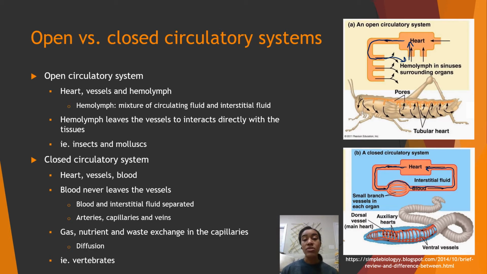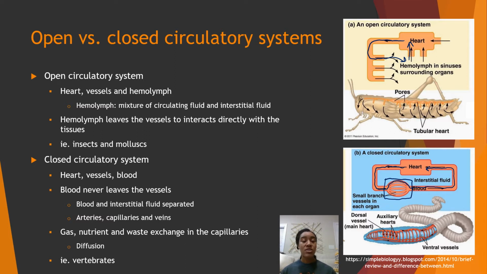One really important set of vessels are these depicted here in this picture, which are the capillaries. This is the site of where gas, nutrient, and waste exchange occurs. And it occurs in this region due to diffusion. And we'll talk about this process in a lot more detail in some upcoming slides.